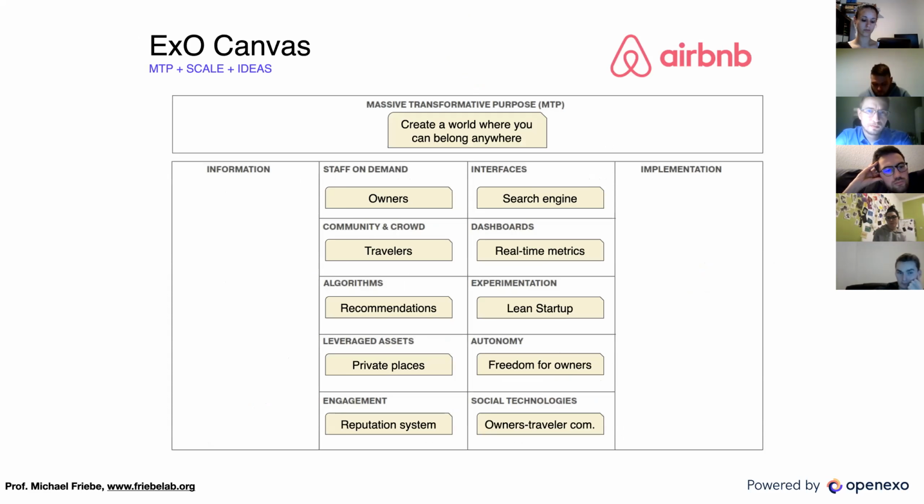Airbnb has all of them, so I don't want to go through them. You may have already seen this example when you went through the foundation course.